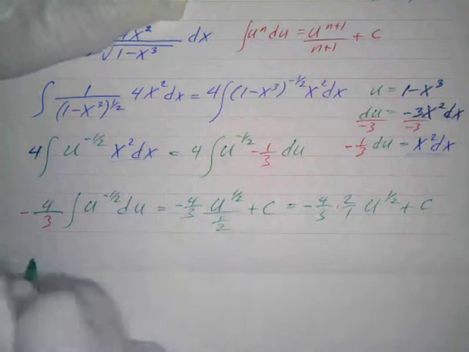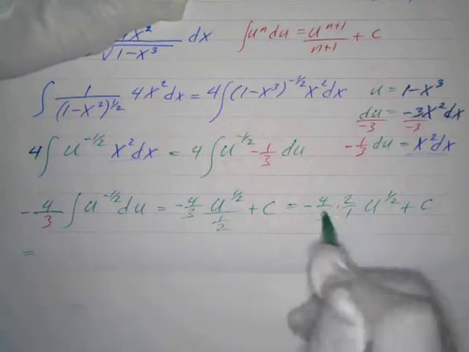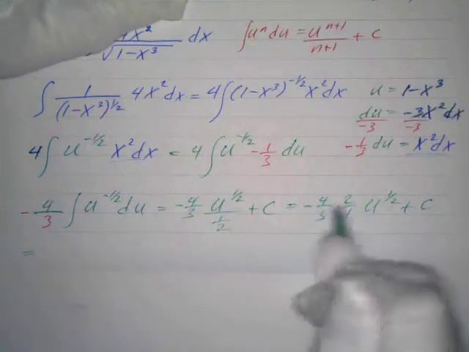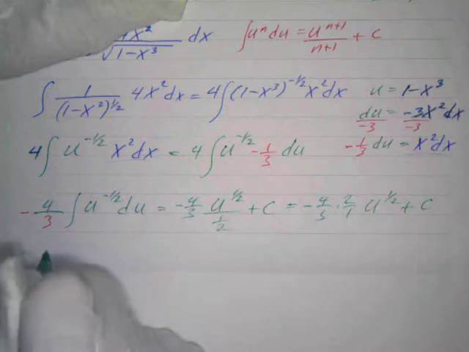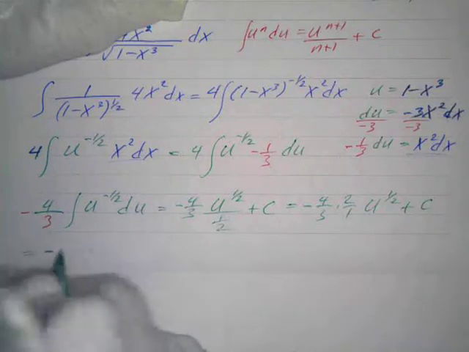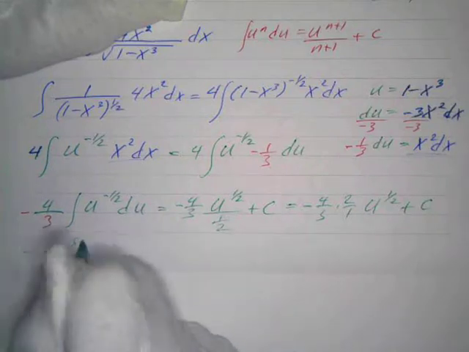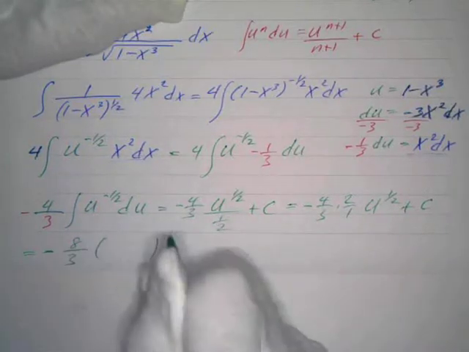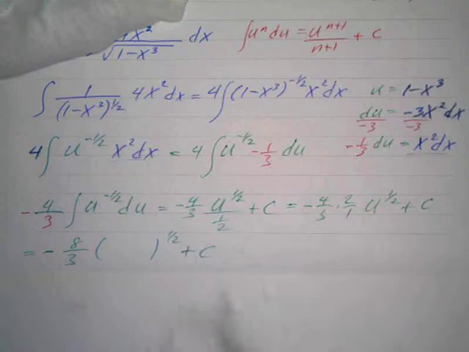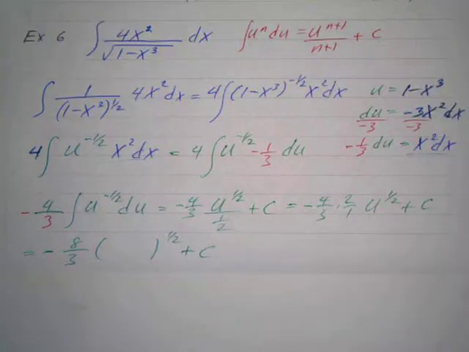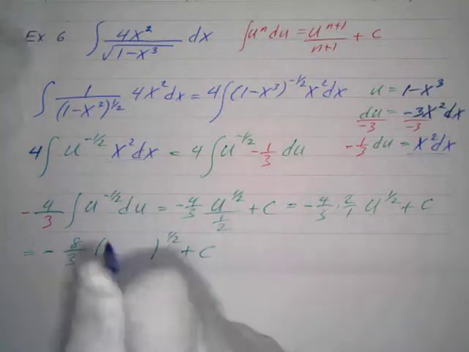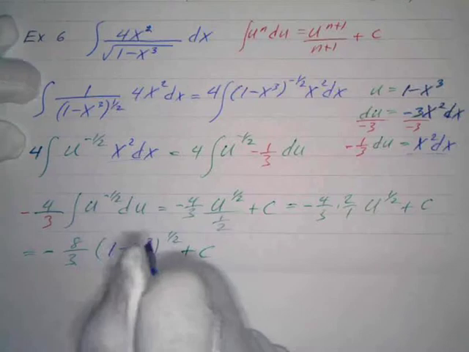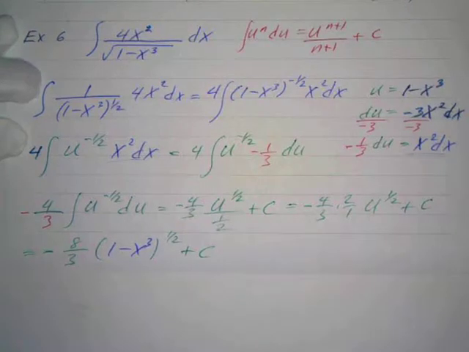And then nothing simplifies, so we've got negative 8/3 times u to the 1/2 plus c. But what was our u? Our u was 1 minus x cubed. And there's your answer.